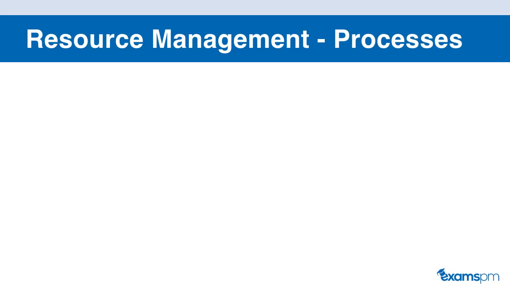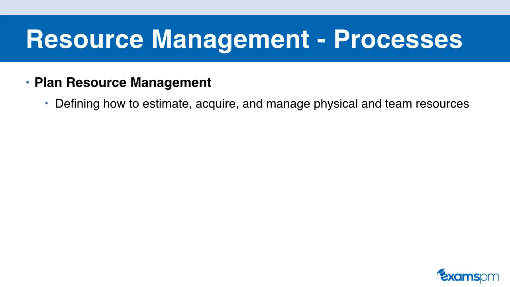Our next knowledge area is resource management. The first process in resource management is plan resource management. This is the process where you're defining how to estimate, acquire, and manage both physical and team resources. It's important to note here you are not actually going out and acquiring and managing resources yet. You're just coming up with a plan on how you will do that for your project. And every single project is different, so you definitely need to tailor this process accordingly.